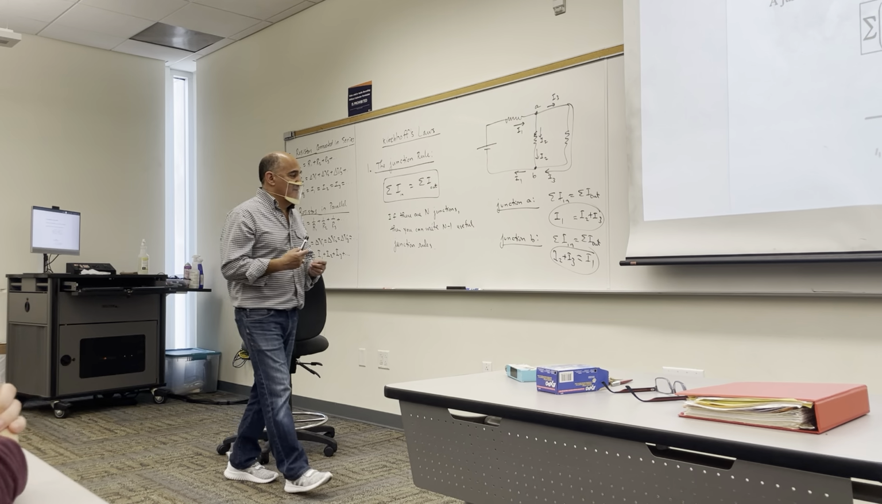Let's say junction A. The sum of the currents going in equals the sum of the currents out. So what are the currents going in? I1. And what are the currents leaving this junction A? I2 plus I3. Exactly. So that's equation number 1. I have one of my 3 equations already.